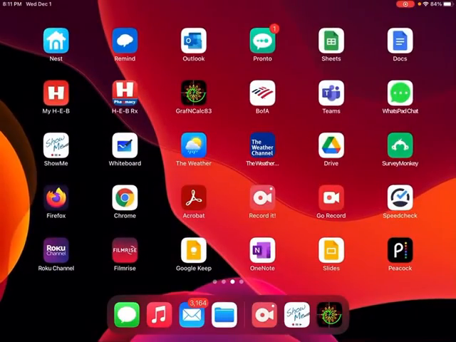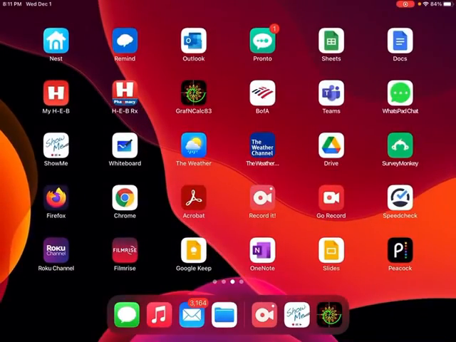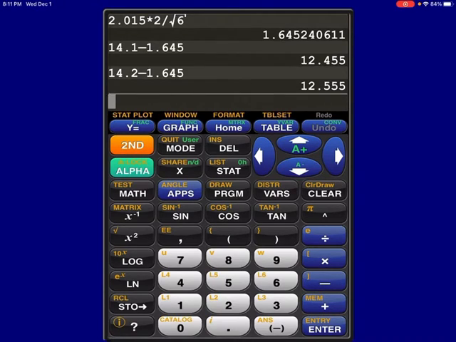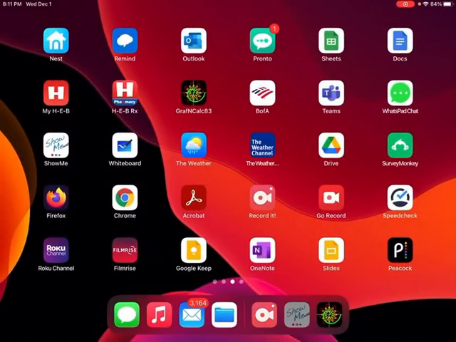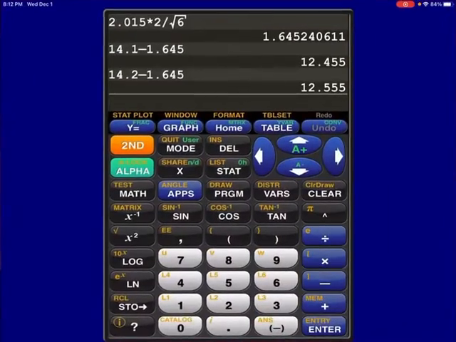12.455. And then the other one where we have to add it, oh, you know what? I think it was 14.2. Yeah, it's 14.2, and I typed in 14.1, so let me fix that, y'all. Sorry, that's my bad. 14.2 minus 1.645. Okay, 12.55. So I've got to be real careful because sometimes something as minor as that is going to throw me off, but that's okay. We caught it.